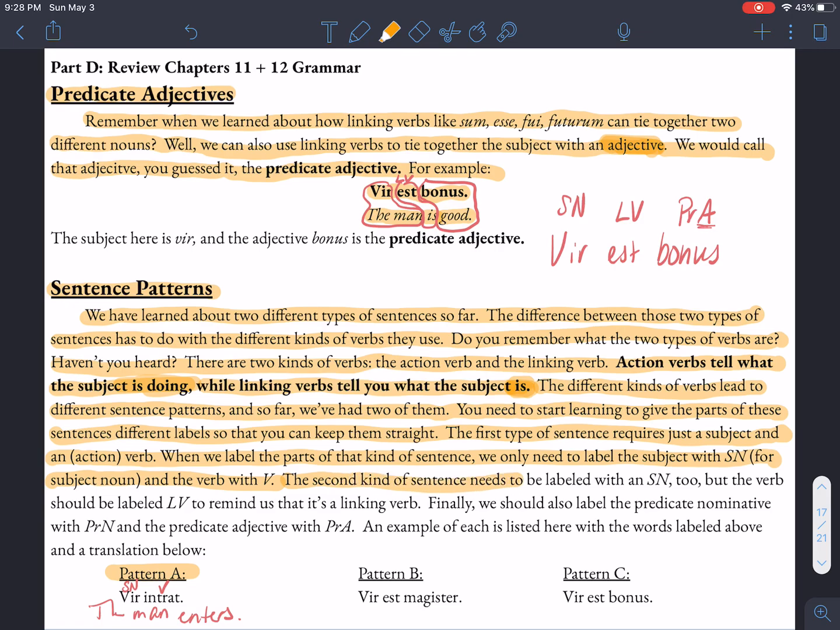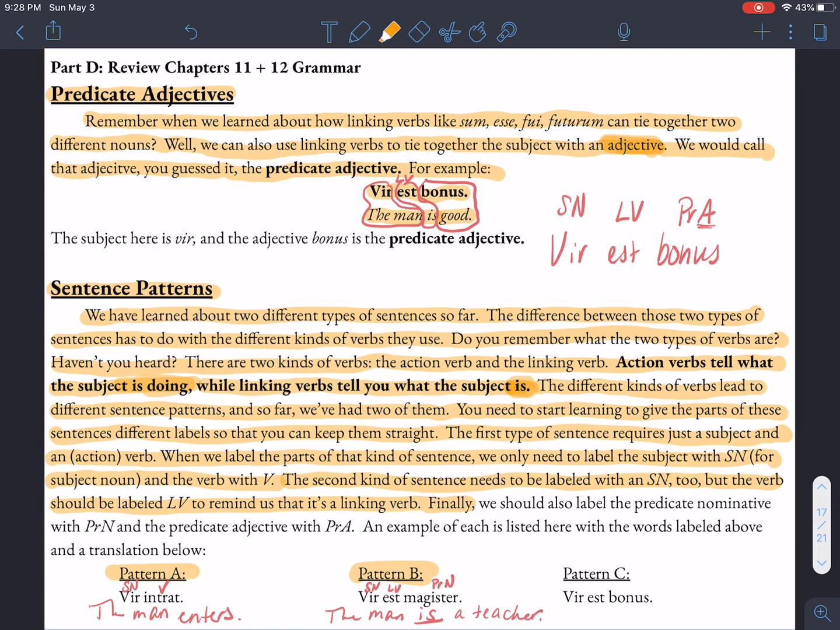The second kind of sentence needs to be labeled with an SN too, but the verb should be labeled LV to remind us that it is in fact a linking verb. So let's go through that now. We're talking here about pattern B. Remember, pattern B is a pattern of being, and two nouns surround a small LV. SN, LV, PRN. In this sentence, remember, a linking verb tells you what the subject is. So here the sentence is telling you that the man is, what is he? He's a teacher.